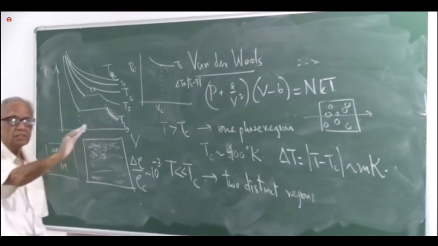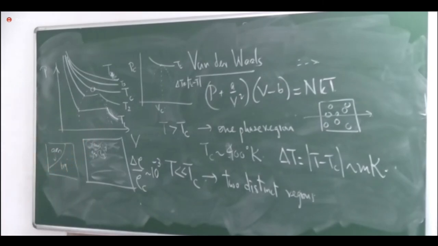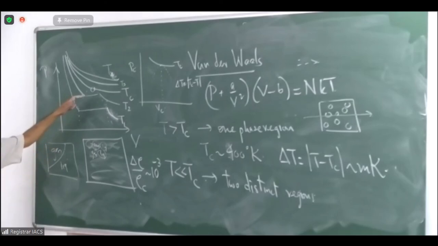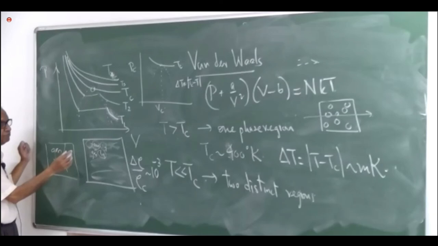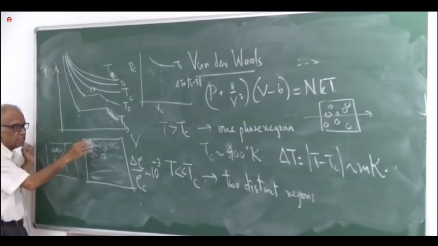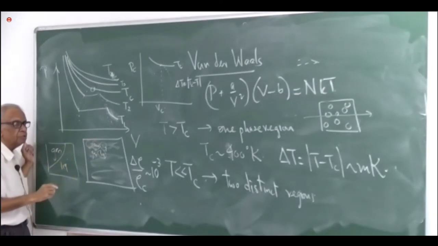The light just passes through. And if, on the other hand, I make this room's temperature very close to the critical point of air, then what is going to happen is that there is going to be a lot of scattering of light, because the density changes from one point to another.